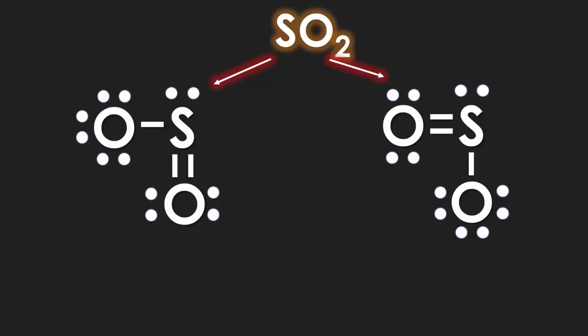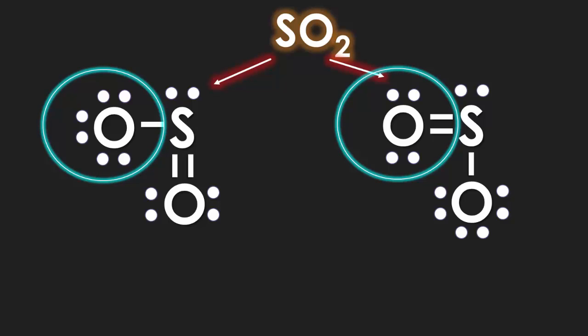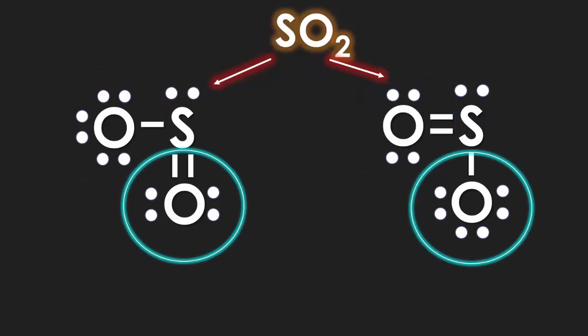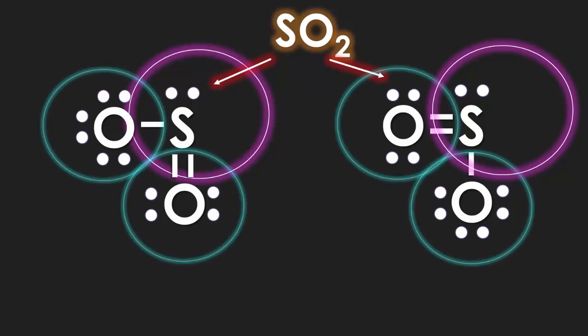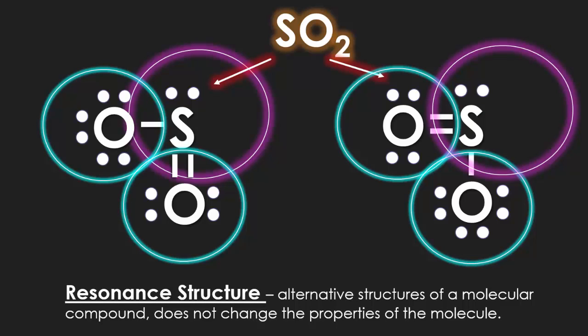So SO2, when you start to draw it, because it has two terminal atoms that are the same, but one gets a single and one gets a double bond, you kind of get confused as to where to put the double and single bonds. You can draw them either way because we still end up with the valence electrons around each atom. This is what we call resonance structures. They are alternate structures of a molecular compound and don't change the properties. They're really almost like mirror images of each other, which simply means that they're the same thing. They could just be drawn two different ways.